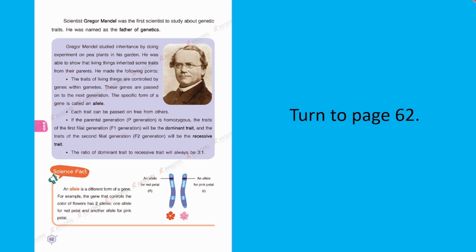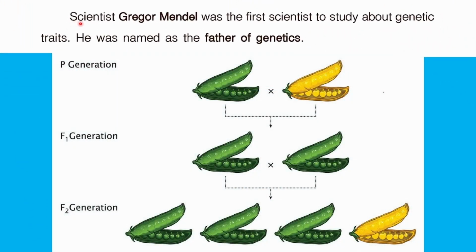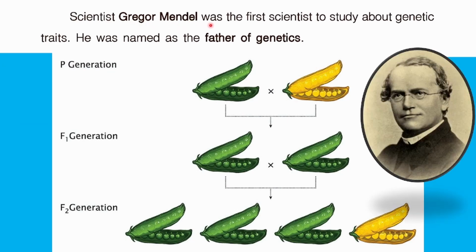Turn to page 62. Scientist. Gregor Mendel was the first scientist to study about genetic traits. He was named as the father of genetics.